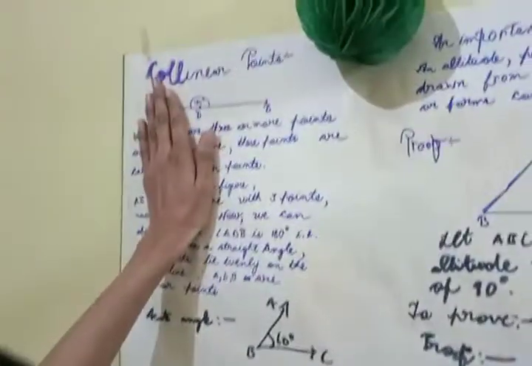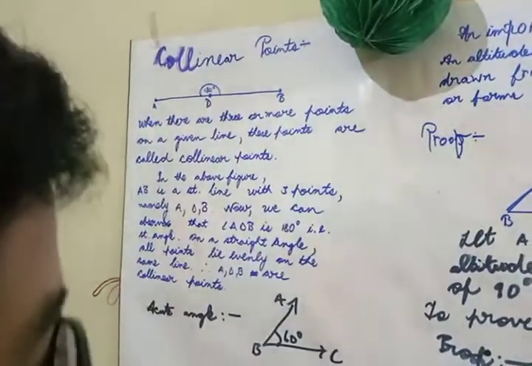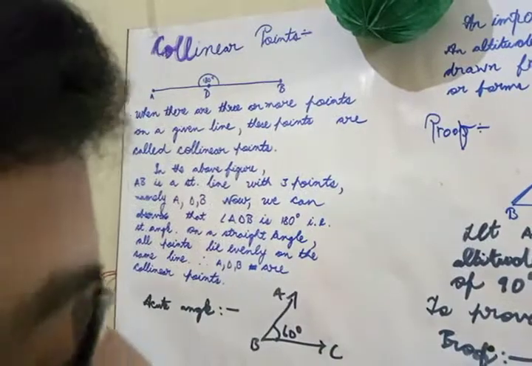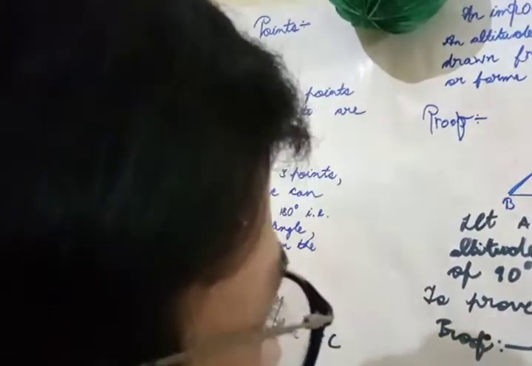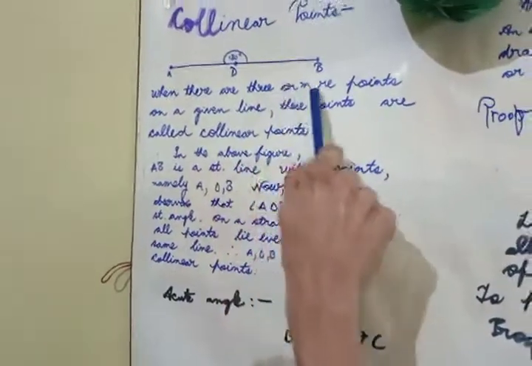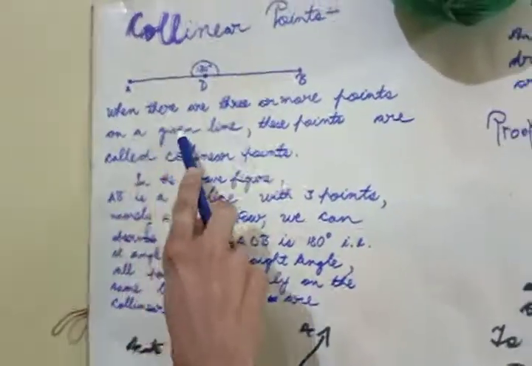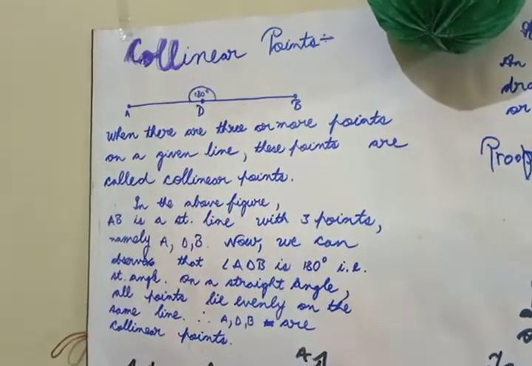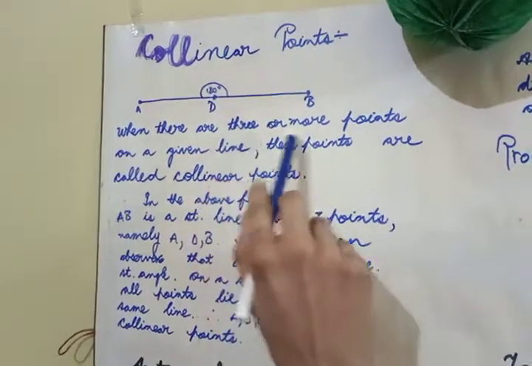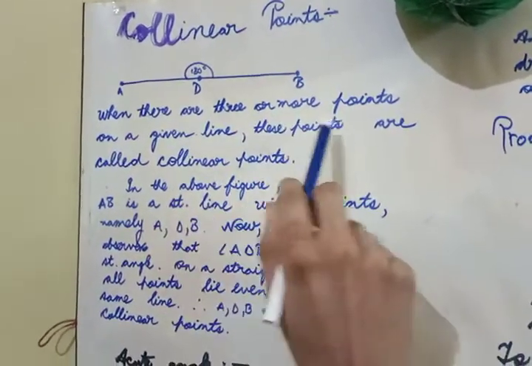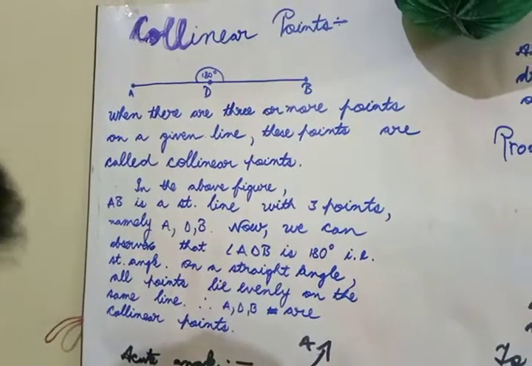I have written about collinear points here. First of all, what are collinear points? Let me define it. When there are three or more points on a given line, given line means on the same line, these points are called collinear points.